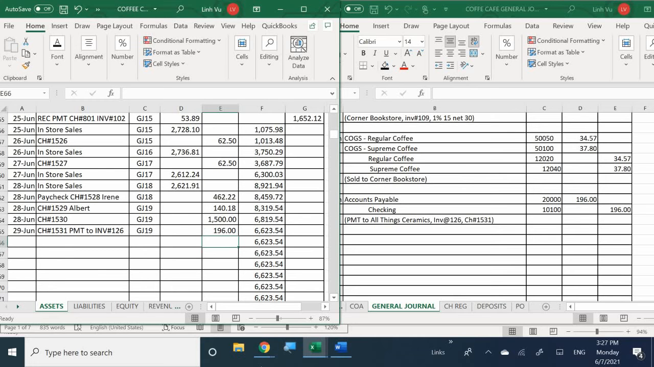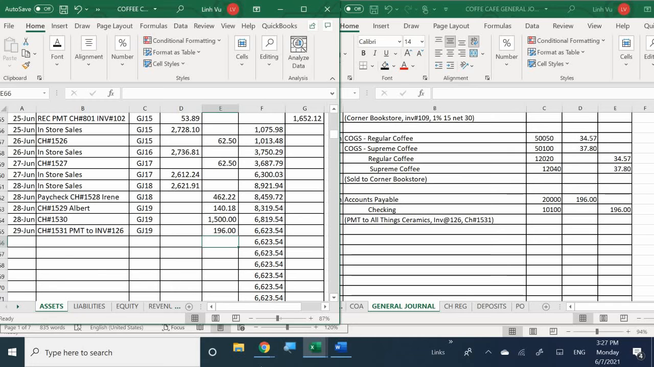Balance is 662,354. Good. And then we have to go to payroll and give Albert his commission. Okay, so here we did not sell it to a customer, right? We're paying a vendor. So commissions is not part of vendors. Okay, that should be it then.